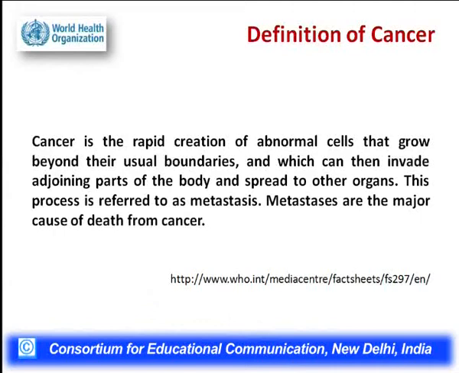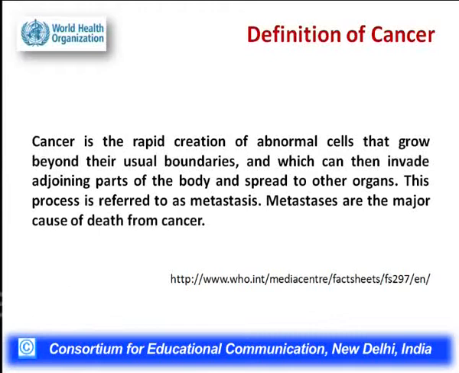So before going into the cancer part, let's define what exactly cancer is. Cancer is basically the abnormal growth of cells. Any body cell which grows abnormally and rapidly, creating an abnormal mass of cells, is called cancerous cells. They subsequently invade the adjoining parts of the body, and this particular thing is called metastasis. Now, metastases are the major cause of deaths from cancer.